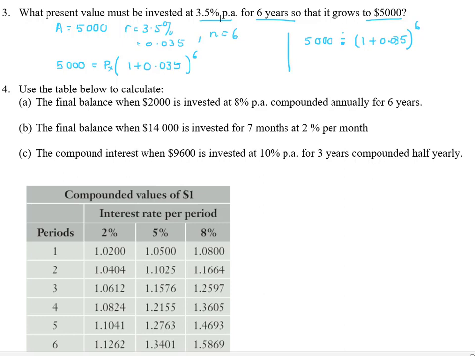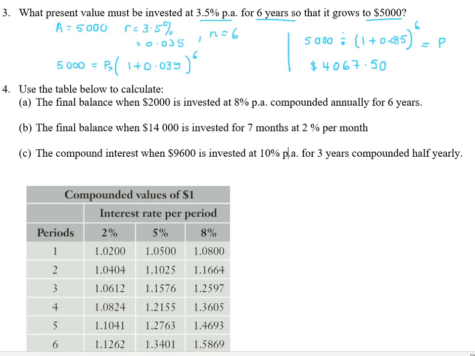And if I pick up my calculator and put that in, what I end up with is the investment that I should make now is $4,067.50. And that's what I need to invest now, so that at the end of 6 years, it will grow to $5,000.